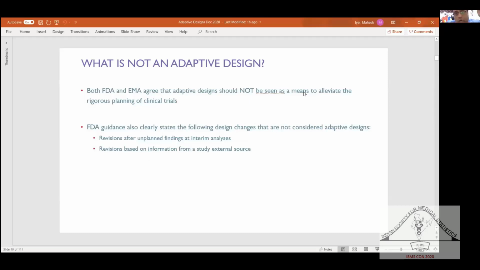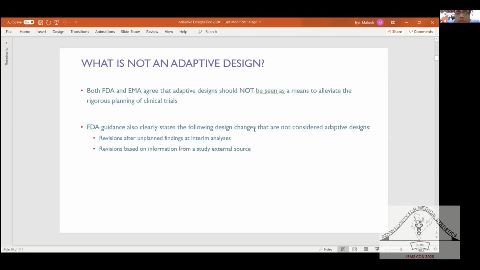Okay, now we have seen what is an adaptive design. But what is not an adaptive design? That's also important. So what is not? The first one, of course, is common sense. You can't have a bad study design, bad planning, and say I'm going to adapt now because my planning was bad. Okay, so that should not be how you use adaptive designs. So it has to be well thought through upfront.